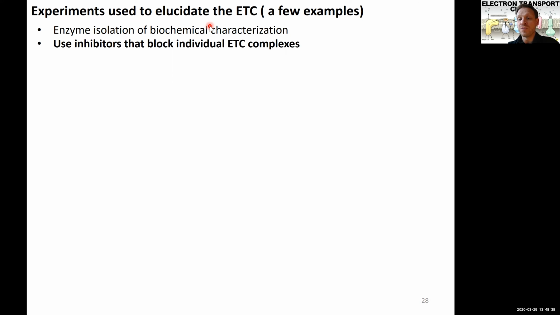If you want to go in vivo, so if you actually want to understand these processes within an organism or at least a cell, you can use inhibitors. Right? Inhibitors, chemical compounds to inhibit pathways. Today you could also use genetic mutants, but in this case, it's very common to use inhibitors that block individual complexes of the ETC so you can understand how they work in concert with each other.